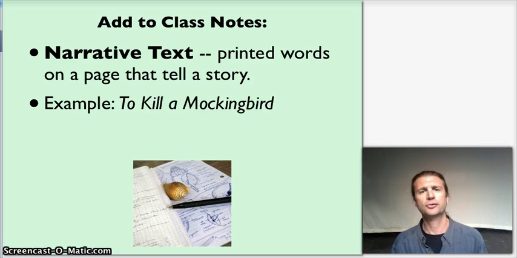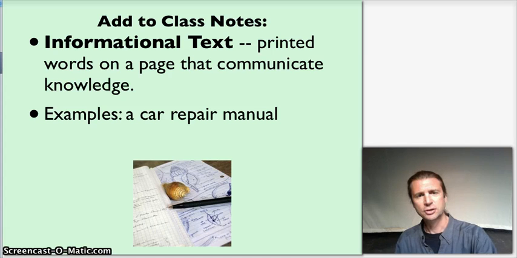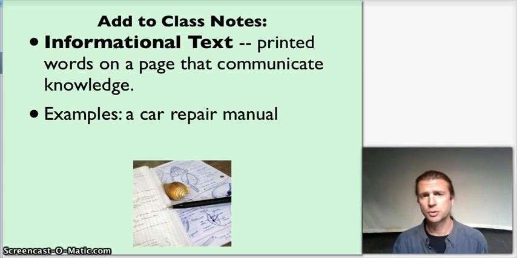A narrative just means a story. So any text whose primary purpose is to tell a story is a narrative text. So think of the novel To Kill a Mockingbird. It's a narrative text. An informational text is just like it sounds. It's a text whose primary purpose is to communicate information. So suppose you want to fix your car and you have a book that helps you do that. That would be an informational text.